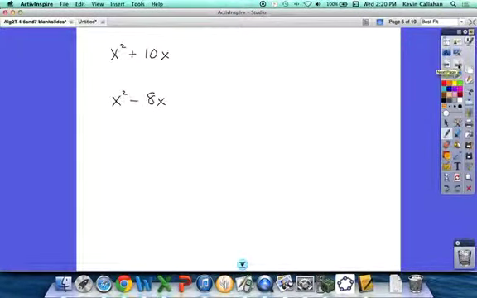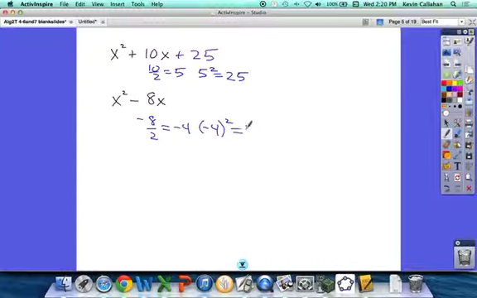So find some numbers here. What number am I going to add to the first one to complete the square? Half of 10 squared. What is it? Right? 10 divided by 2 is 5. 5 squared is 25, plus 25. What about the second one? 16, right? Half of negative 8 is negative 4. Negative 4 squared is 16.